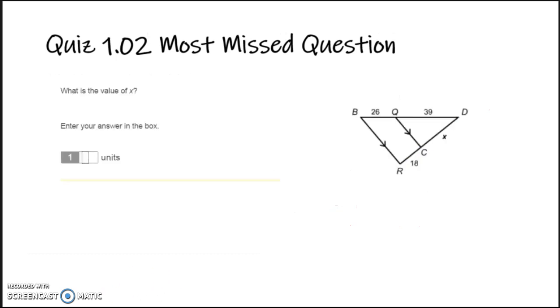There's one more I want to talk about from 1.02, which is this one. We're asked to solve for the value of x. Now, we can do this one of two ways. You could use similar triangles. So you could use angle-angle similarity. And with 1.02, we hadn't quite got to the side splitter theorem that we talk about in 1.03. So I want to do this using similar triangles. Although you could use the side splitter theorem if you have already done 1.03 when you get to this lesson.